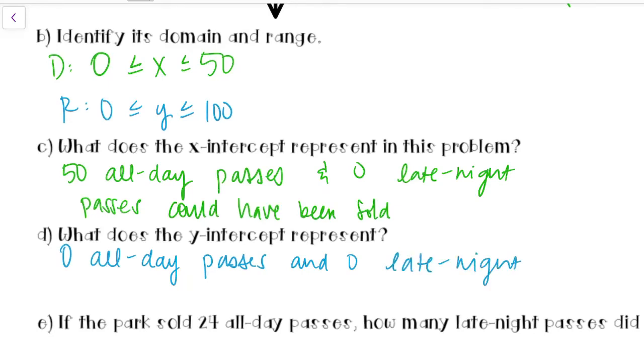Oop, not 0, sorry, 100. 100 late-night passes could have been sold in order to make the $1,000 they were talking about.